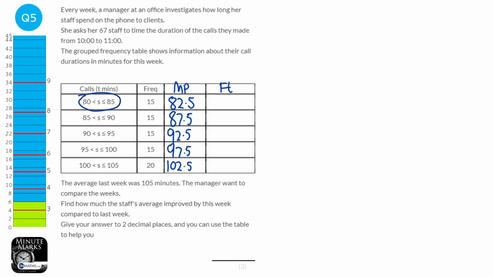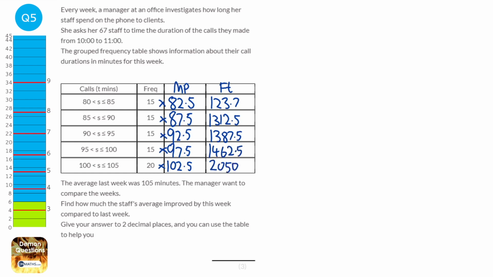Next we need to find the FT, which is just the frequency times the duration of calls. Now, in this first group, we're not timesing it by 80 to 85 or anything like that. We're timesing it by the midpoint. So our midpoint effectively becomes the t. So we're going to do 15 times that, which will be 1237.5. And we're just going to keep going and multiplying each of these together. And then finally 2050.